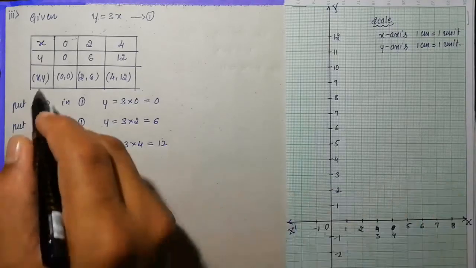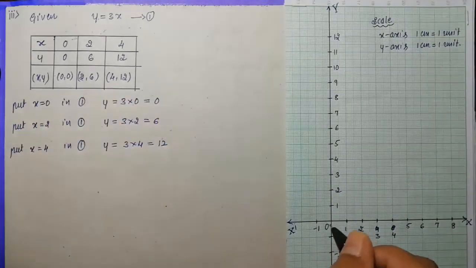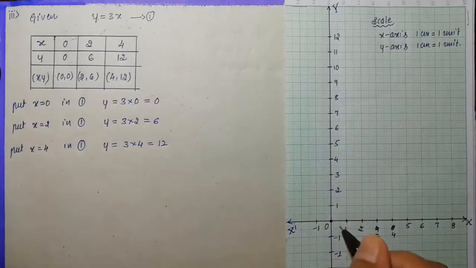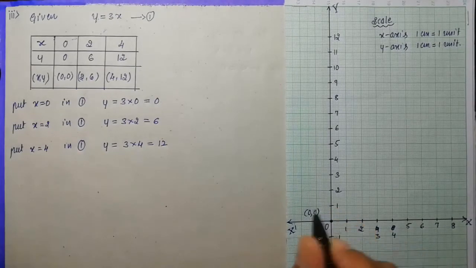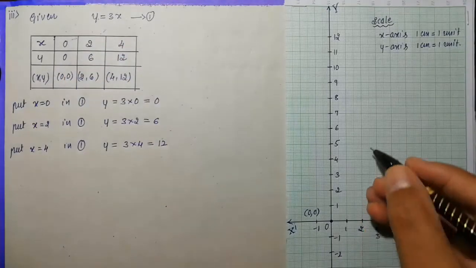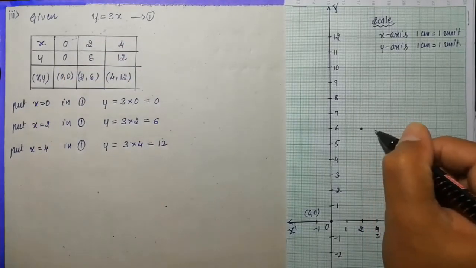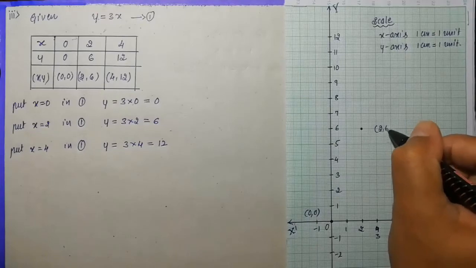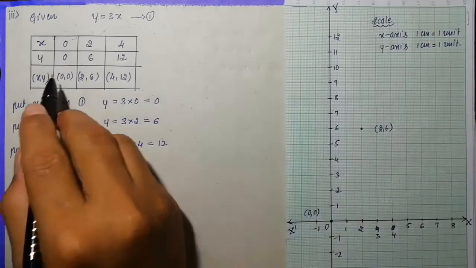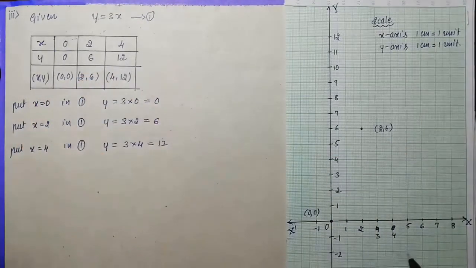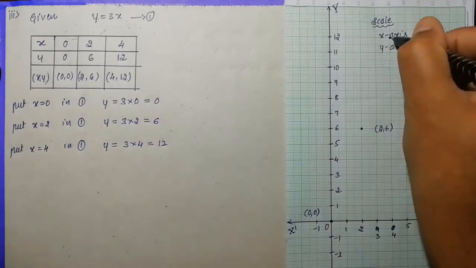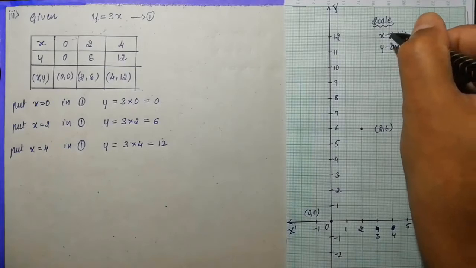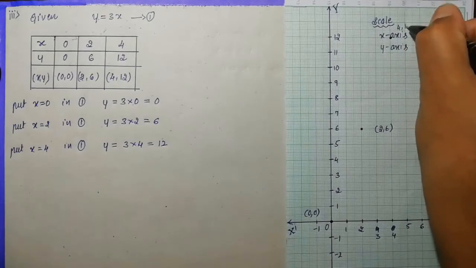Now try to locate 0 comma 0. It is the origin itself. So this is actually the point 0 comma 0. Next, 2 comma 6: here 2 and 6 means it is present here. So it will become 2 comma 6. And the next point is 4 comma 12. Here it is 4, and 4 comma 12 means this is actually the point. So this is the point 4 comma 12.